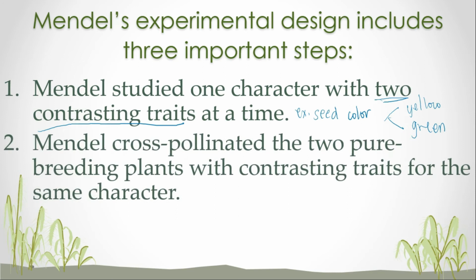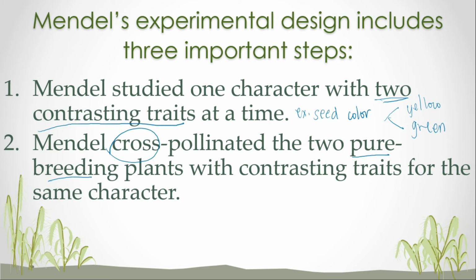So Mendel cross-pollinated the two pure breeding plants with contrasting traits for the same character. So pure breeding plants ito. So pure na yellow, pure na green. What he did is he cross-pollinated these two different plants and found out ano ba yung makukuha niya kapag nag-combine yung pure na yellow at yung pure na green seeded plant.